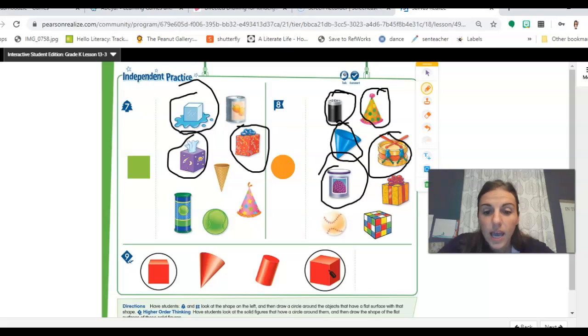So this one right here on number 9, they want you to look at the two that are circled and draw the flat shape that is on the surface of this solid shape. So which flat shape makes up the sides of this solid shape? Can you draw that shape right here in this space? Is it a circle? Or is it a square? Best I can draw it. Trying to be steady. It's a square.